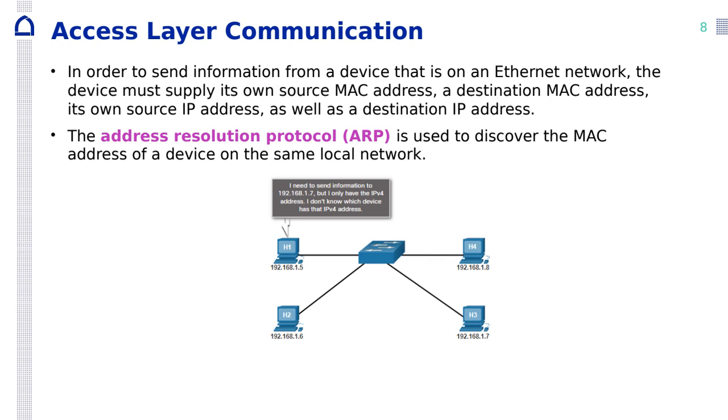Right. Access layer communication. In order to send information from a device on an Ethernet network, the device must supply its own source MAC address, a destination MAC address, its own source IP address, and destination IP address. We have studied this. You had even a question about this. And the Address Resolution Protocol, ARP, is used to discover the MAC address of a device on the same local network. We have covered this before.